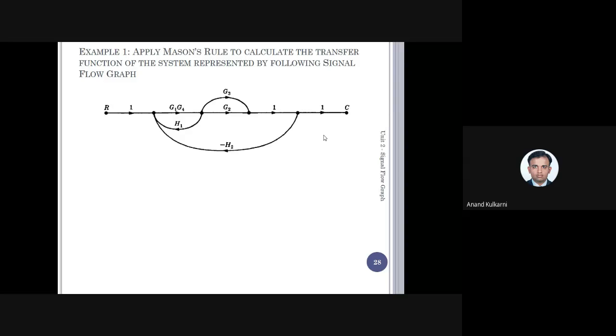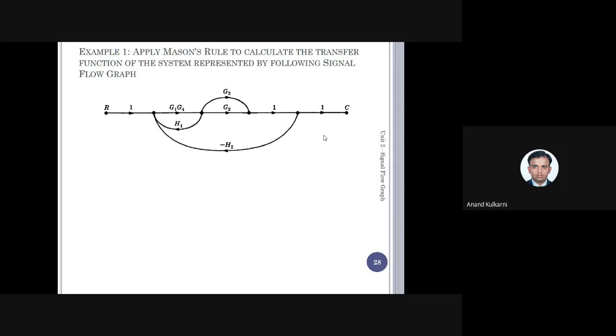Whenever in a problem you apply Mason's rule formula and solve the signal flow graph, then only you'll have to solve this. Or else, sometimes a question is asked that, given a signal flow graph, identify the following, what we had discussed in the previous class. So that can be one of the questions. Hope you have noted this down, everybody.